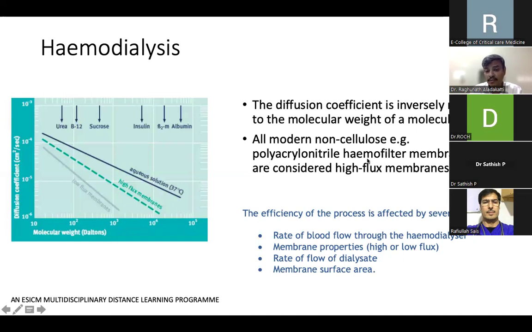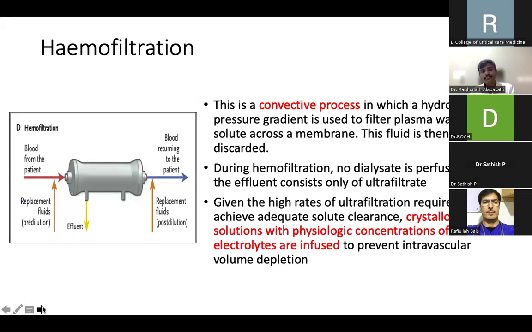Polyacrylonitrile hemofilter, or PAN membranes, are used, which are considered high-flux membranes. It also depends on the rate of blood flow, as we mentioned earlier, membrane properties, high versus low, rate of flow of dialysate, and membrane surface area. It also depends on the four factors in the case of diffusion.